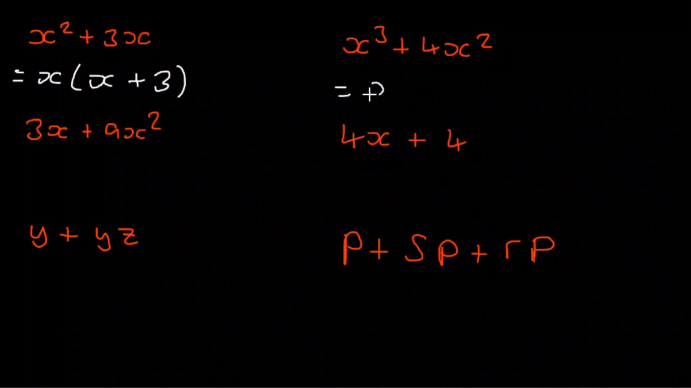This next one, we have a common x squared. What do we need to multiply x squared by to get x cubed? x. What do we need to multiply x squared by to get 4x squared? Well, that's 4. And again, that's the simplest form we can put that in.